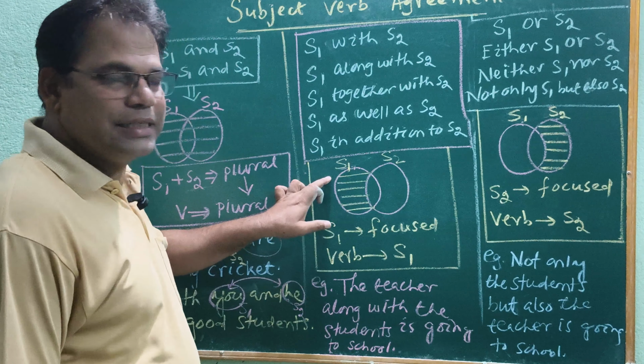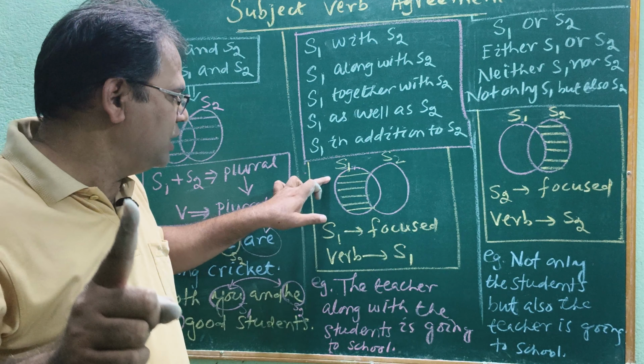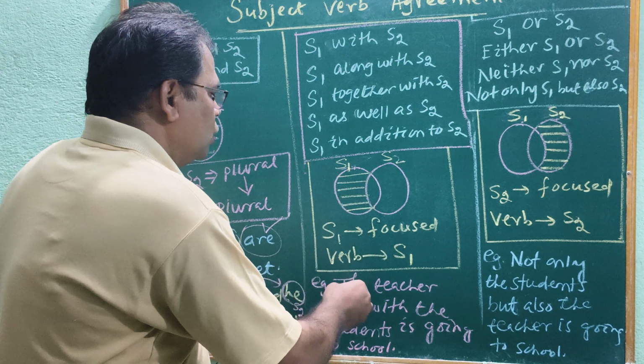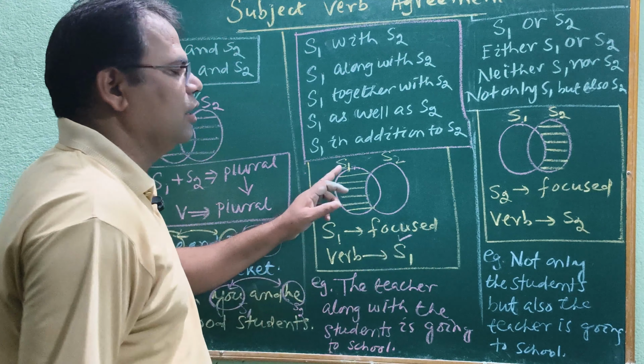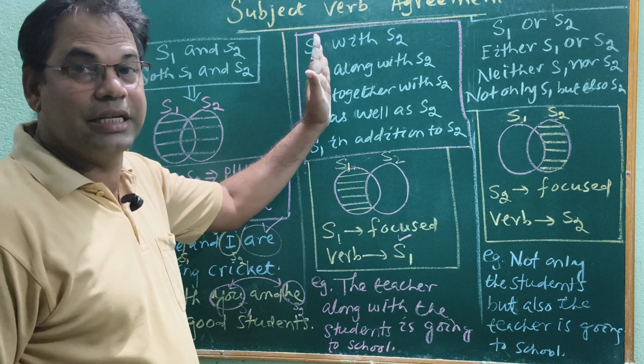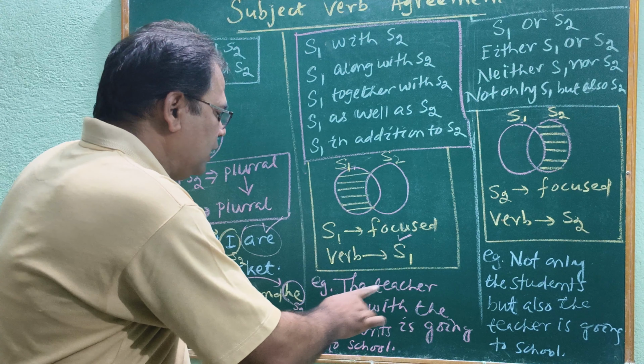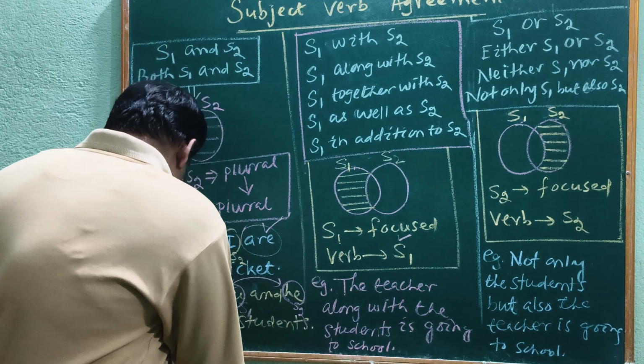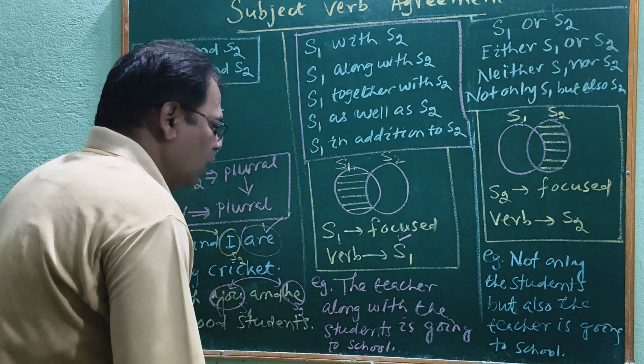So, in this case, the first subject is emphatic. S1 is emphatic. S1 is focused. So, the verb must follow S1, which comes before these connectives. That is S1. Example, the teacher along with the students is going to school.